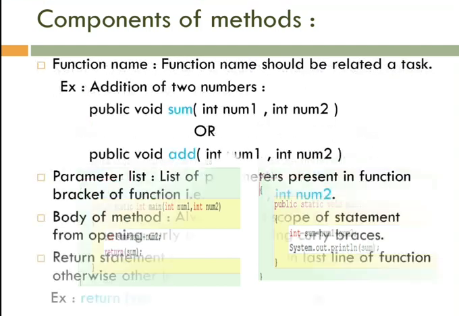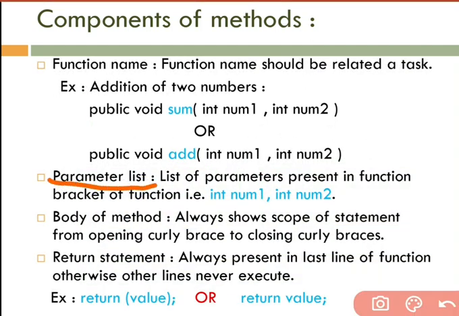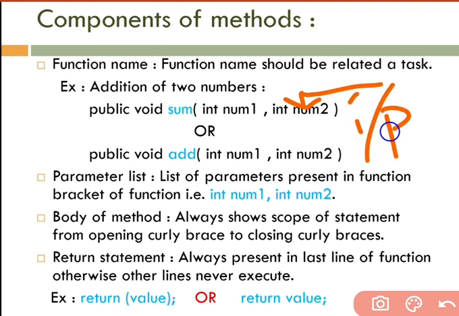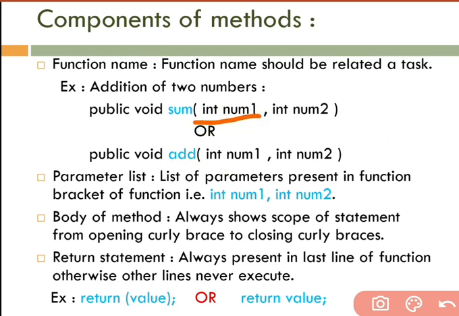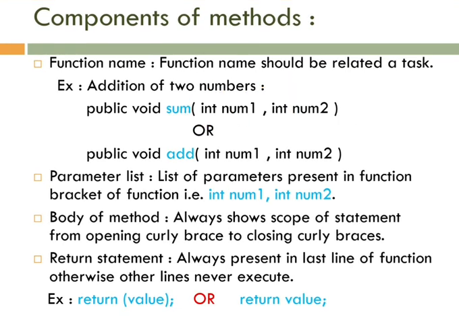Then see, this one is the parameter list. It means what type of data we are accepting as input in a function. And just remember that after every argument you have to put a comma, and with every argument you have to specify the data type also.